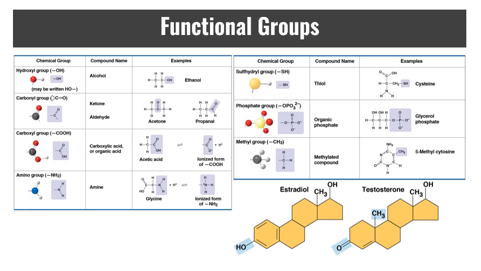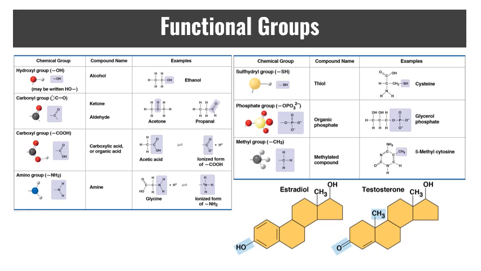Now, there are probably hundreds of functional groups that exist. You are expected to know 7 key functional groups that are the most important to the chemistry of life. These are the same 7 that you should have learned in previous biology courses, but just in case, we'll look at them. First off, we have hydroxyl, or the OH group.